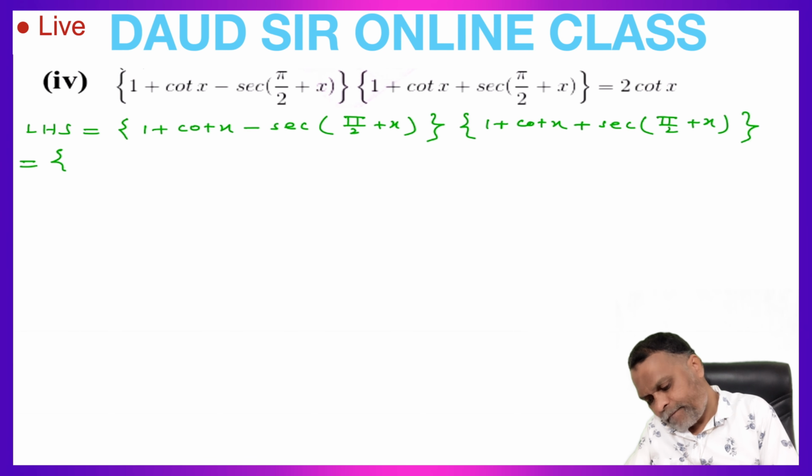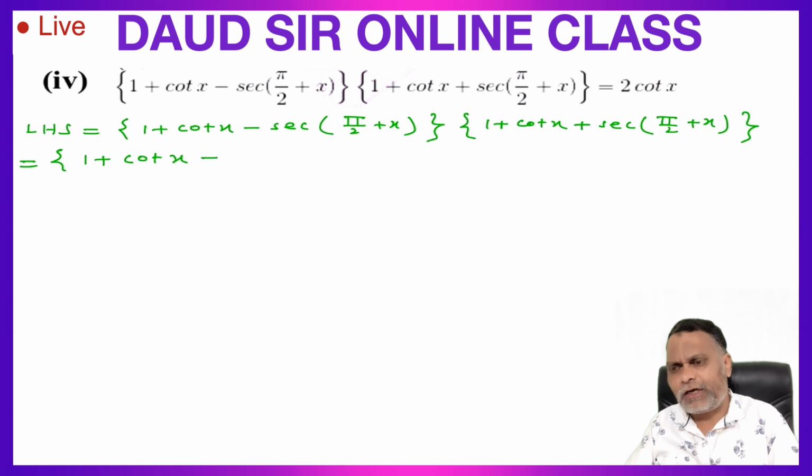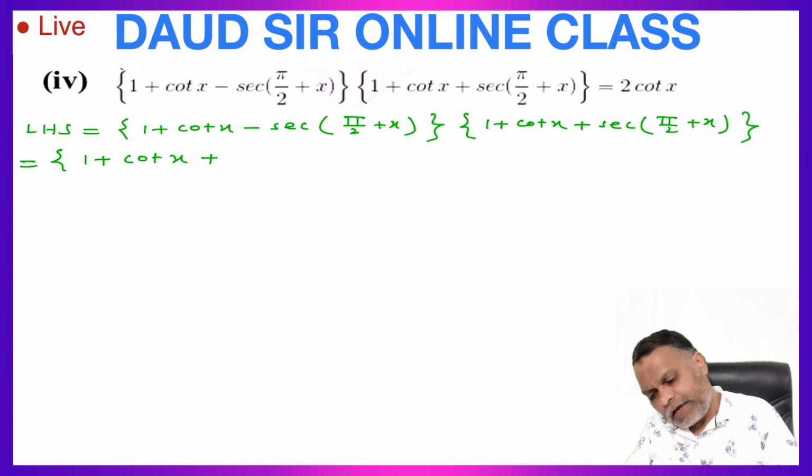So which is equal to this 1 plus cot x as it is, minus sec(90 plus theta). 90 plus theta lies in second quadrant. In second quadrant, sine and cosec are positive. This is sec, so minus, and this minus minus plus. In case of 90, change sec to cosec. So this is cosec x.